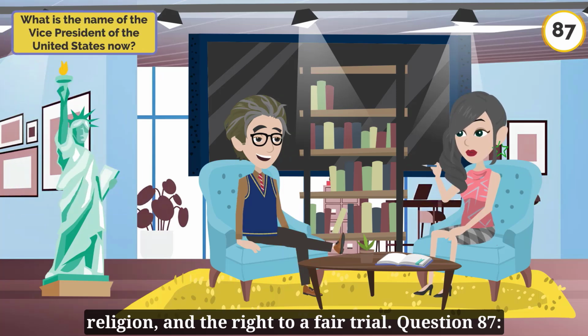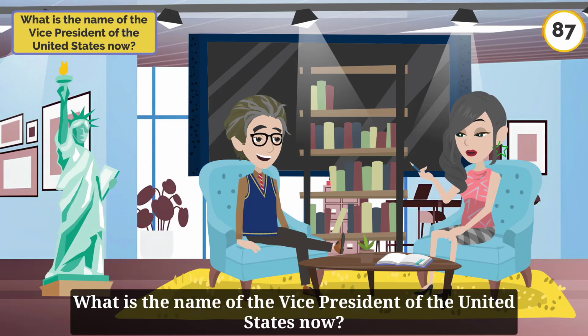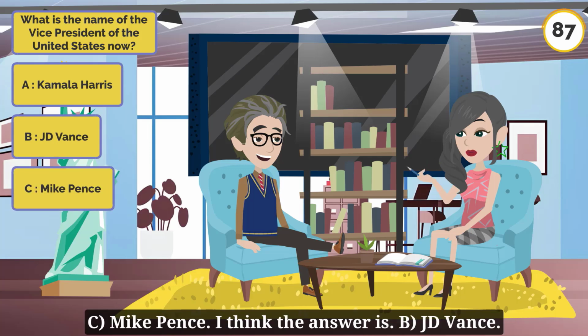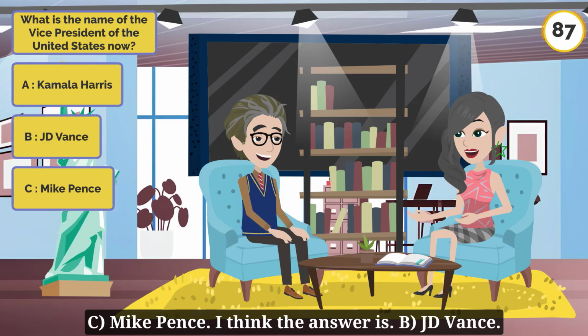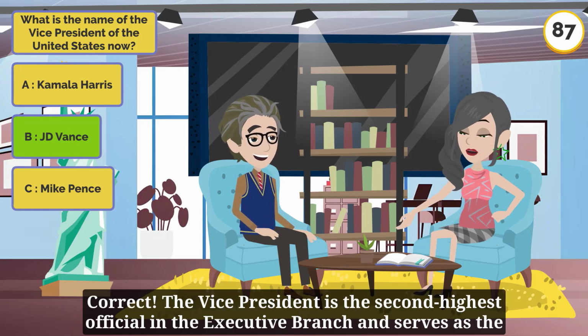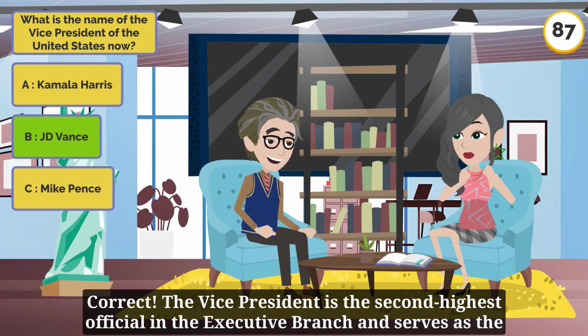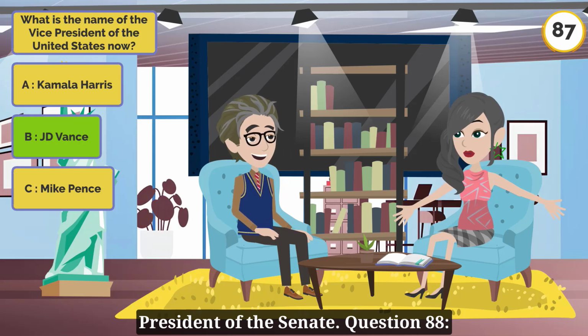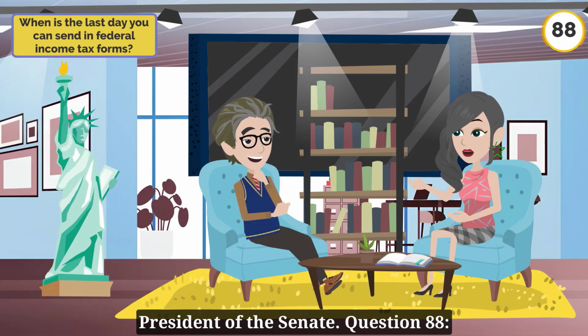Question 87. What is the name of the Vice President of the United States now? A. Kamala Harris. B. J.D. Vance. C. Mike Pence. I think the answer is B. J.D. Vance. Correct. The Vice President is the second highest official in the executive branch and serves as the President of the Senate.